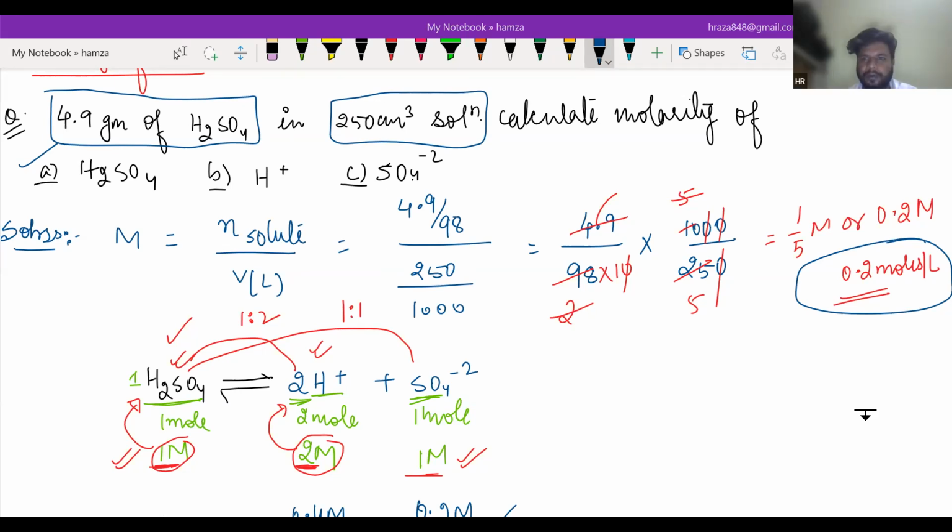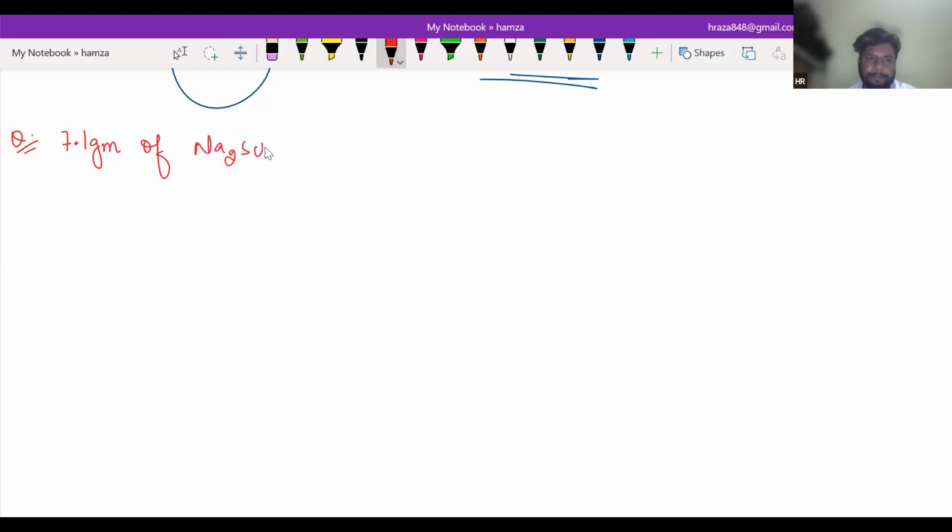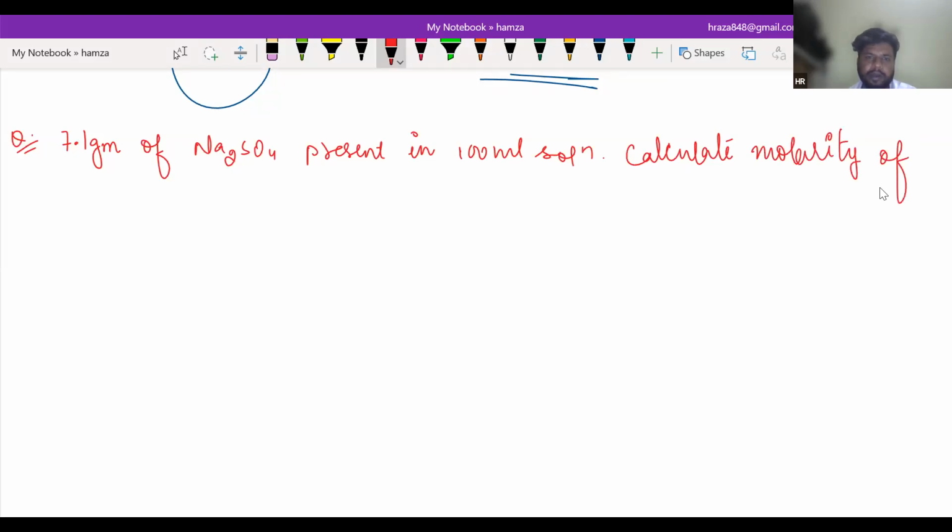Very good. I'm going to give you a question on this topic also. The question is basically: 7.1 grams of Na2SO4 present in 100 mL solution. Calculate the molarity of Na2SO4. The B part is Na plus, and the C part is SO4 2 minus. Please do.